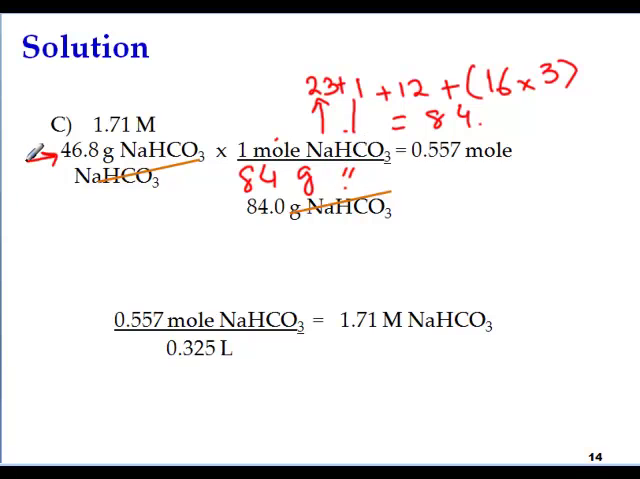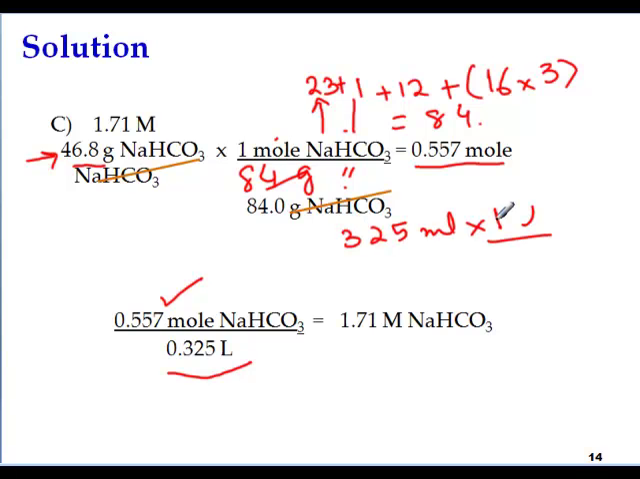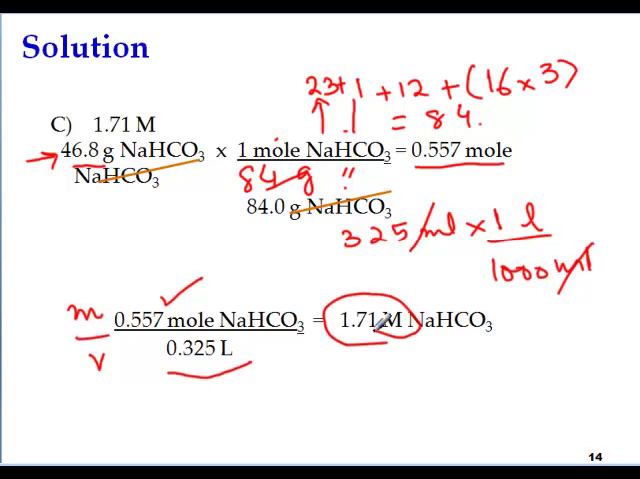So my problem is to take the 46.8 grams that's given to us, divide by these two factors, and we get 0.557 moles. Now the other part was that we had 325 mL, which has to be converted into liters. Same thing. We have 1 liter divided by 1000 mL. When you divide that, you get 0.325 liters. So now you plug in small m over V to give you your capital M. We're using the same equation that we learned in the previous section.